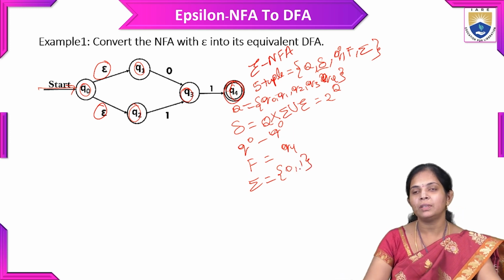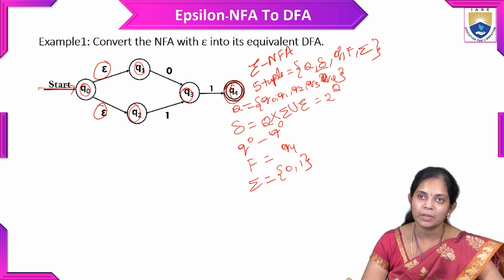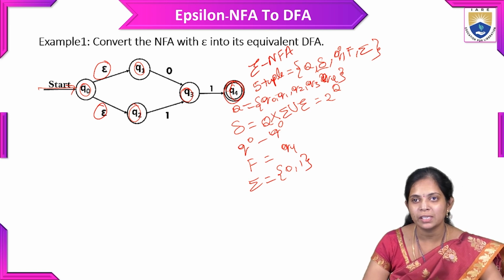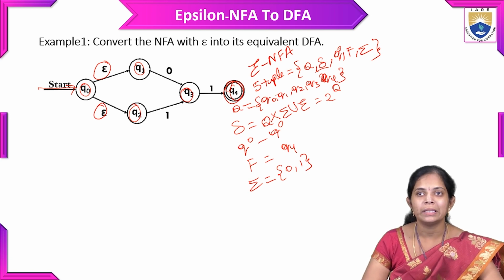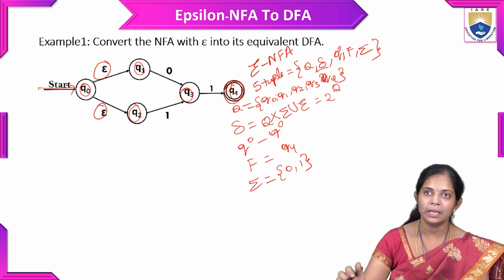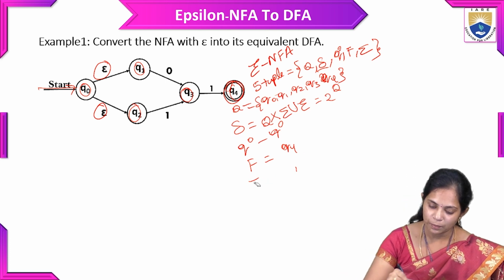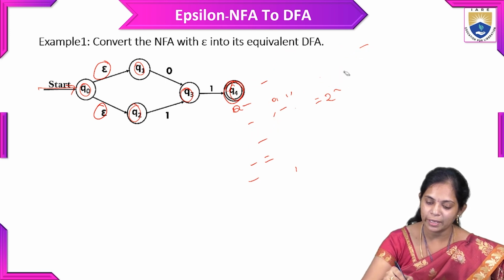So, this is a five-tuple. Every transition diagram can be represented in these tuples. First of all, we have to find how many states there are, and whether it is an epsilon NFA, NFA or DFA. And how many input symbols there are, and what the transition function is. And the initial state and final state we have to represent in the diagram.